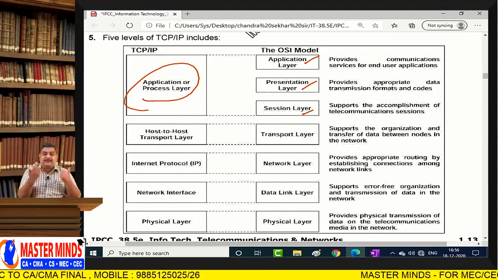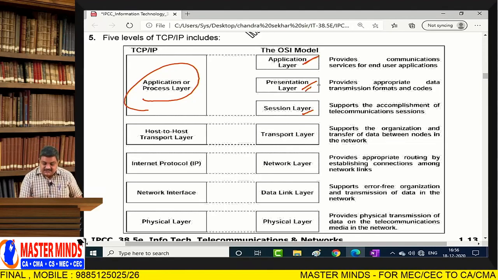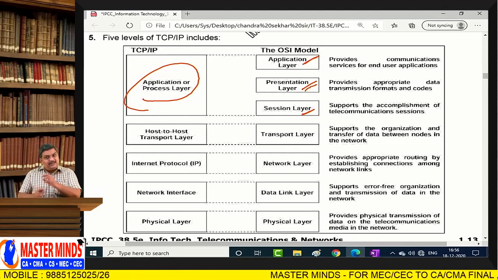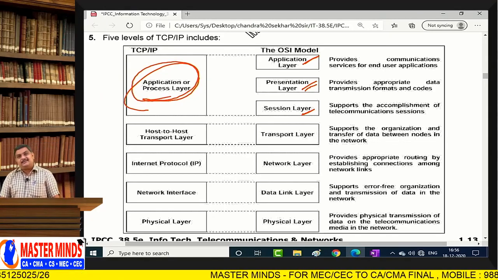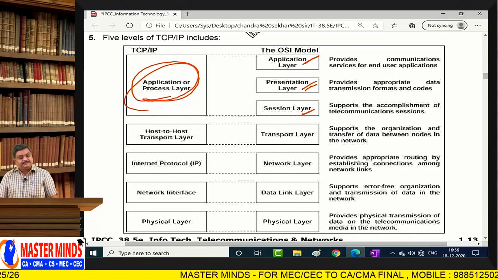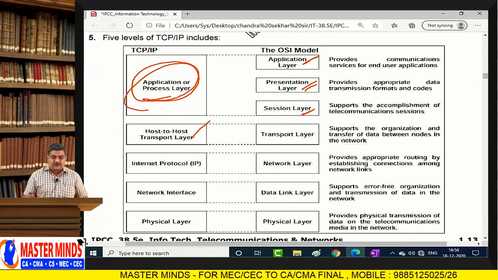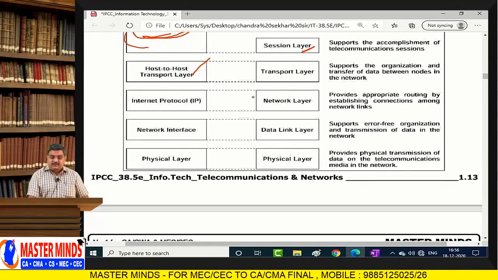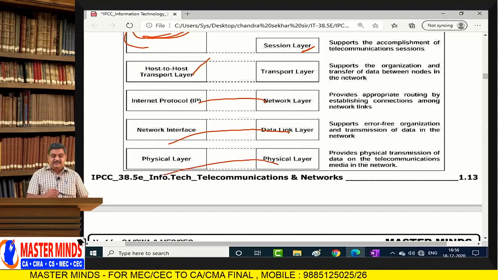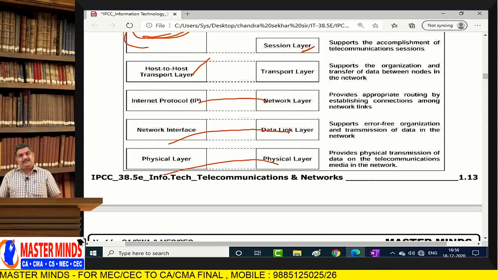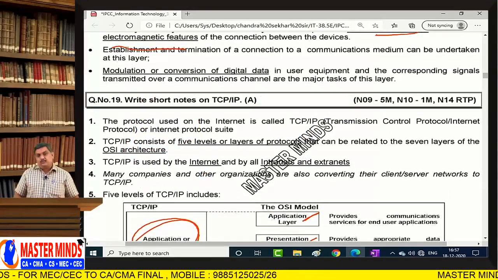That is what is happening in the TCP/IP model also. The work of the application layer, presentation layer and session layer is now all done by the application layer or process layer here. That is what we need to understand. The transport layer's work is done by the host-to-host transport layer here, and the network layer's work is done by the IP layer. The data link layer is the network interface layer, and the physical layer is the physical layer, same naming. So that is the TCP/IP model.